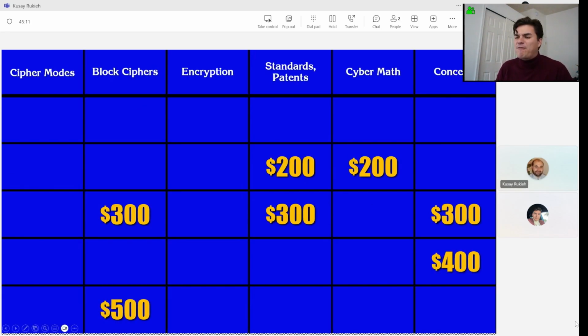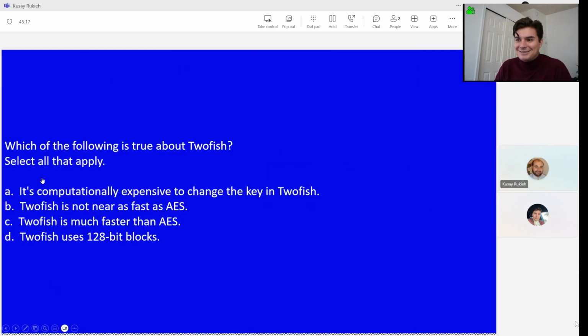Okay, let's go with block ciphers for $500. What's defining true about Twofish? Give me three. Twofish is much faster than AES. Twofish uses 128-bit blocks. Is it much faster than AES or is it slower? Since you have two options on here, it's computationally expensive to change the key into Twofish. That would mean it's much slower. So that means the answer has to be A, B, and D.